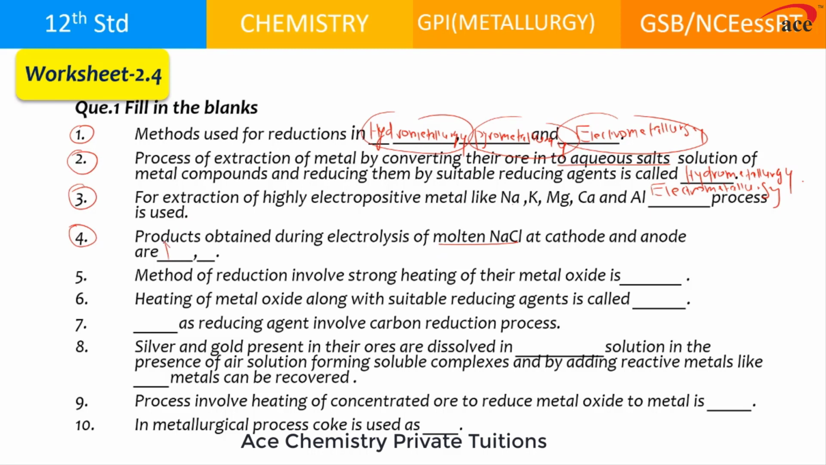Fourth, the products obtained during electrolysis of molten NaCl at cathode and anode. So at the cathode we are getting what? Liquid sodium metal, which gets deposited on the surface of the cathode, and there is an evolution of greenish yellow colored gas at the surface of the anode.